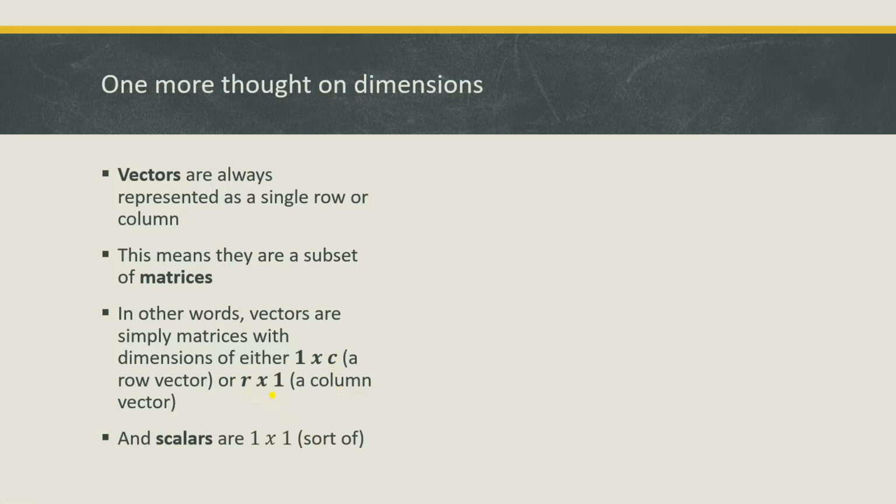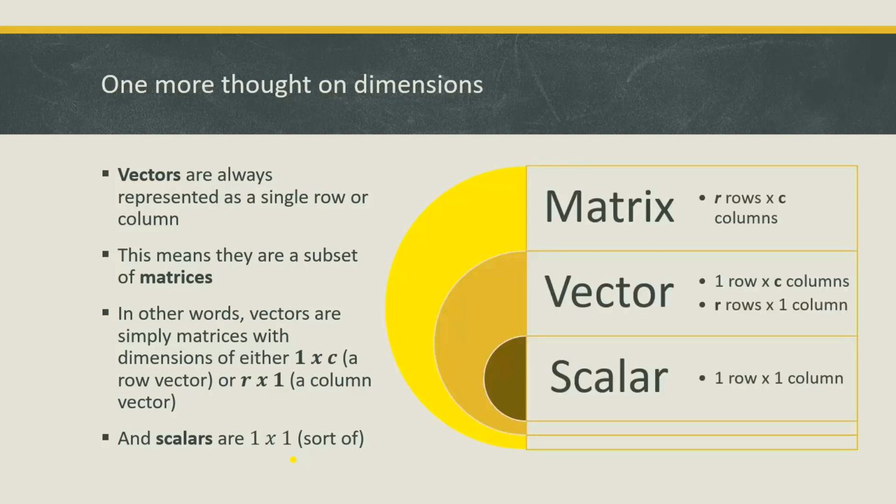And scalars are 1 by 1, really 1 row and 1 column. There's only 1 entry to speak of. Now that does present a little bit of a problem to think of it that way whenever we get into some of our matrix operations, but for all intents and purposes, scalars are essentially a 1 by 1. Here we can see it organized a little bit for us.